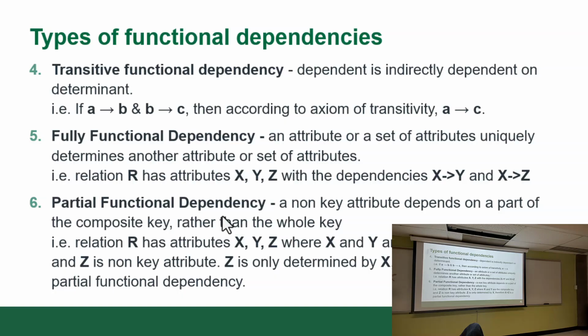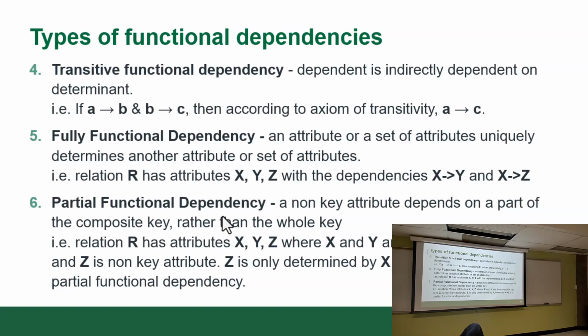The last one is partial functional dependency. It'll make more sense when I start going through the normalization steps. These are just the definitions that we have to get out of the way. A partial functional dependency is a non-key attribute that depends on part of the composite key instead of the whole key.